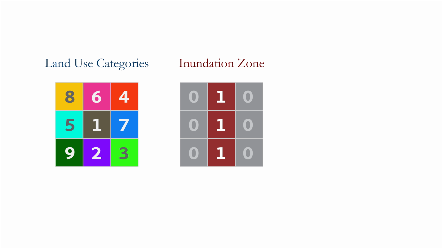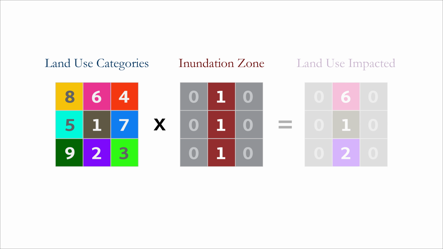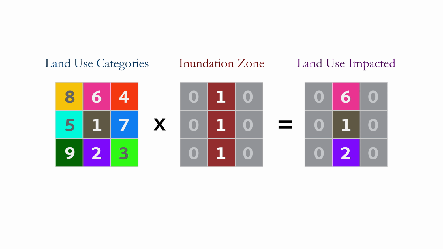We can find the impact of sea level rise on different land use categories by multiplying the two raster datasets together. Any pixel from the land use raster multiplied by a 0 on the inundation raster becomes a 0. Any pixel from the land use raster multiplied by a 1 on the inundation raster remains the same. The result is a raster layer with numbers 1 through 9 representing land use categories impacted by sea level rise.